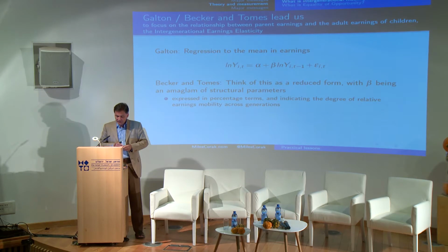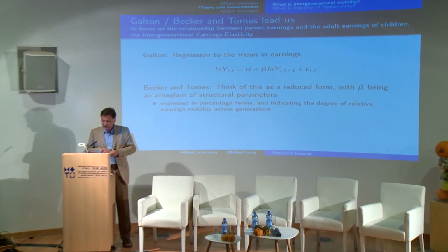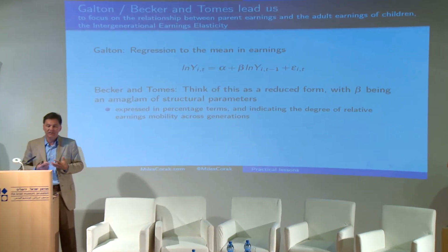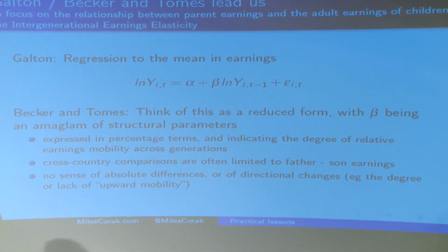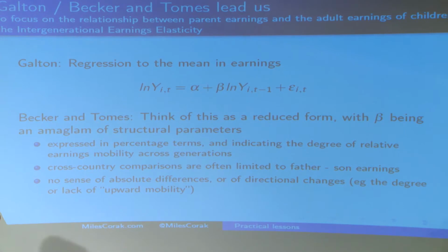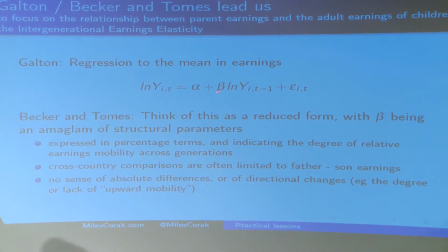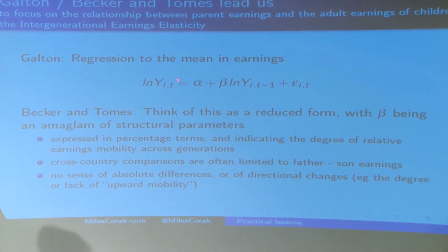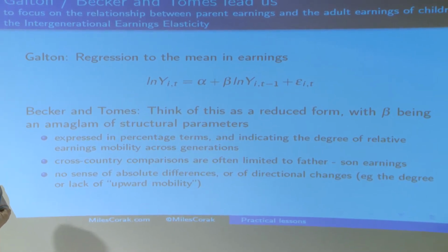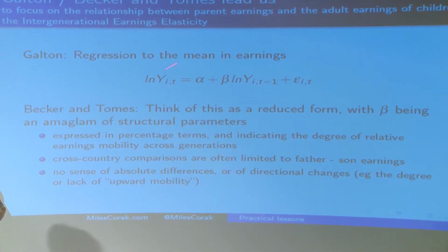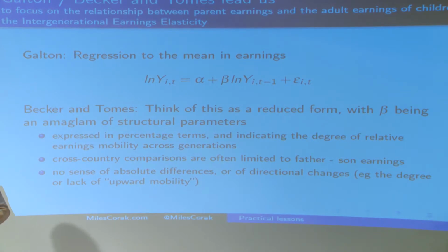So here's the famous equation that Markus attributed to Galton, and we understand this as a theory from the work of Becker and Tomes. And so beta, the intergenerational elasticity, relates some outcome in the parent's generation to the adult outcome in the child's generation, usually earnings. But this is also a prediction of adult incomes.